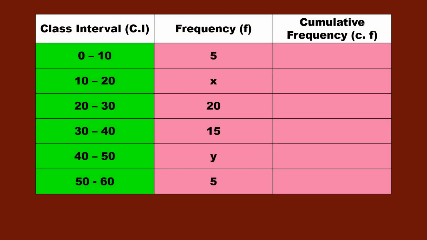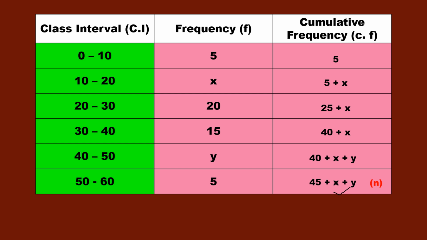Let us take the table format. Now you should add cumulative frequency in a zigzag way. The first value will be 5 as it is. Add in zigzag way: 5 plus x is 5 plus x. Next, 5 plus x plus 20, that is 5 plus 20 is 25, so I can write 25 plus x. Next add these two: 25 plus 15 is 40 plus x. Next 40 plus x plus y. Next 45 plus x plus y. The last value is your n.